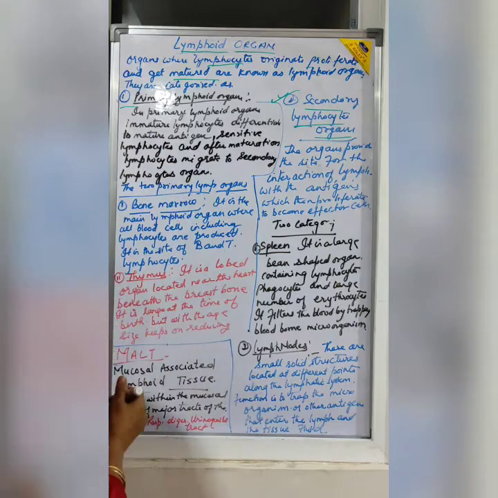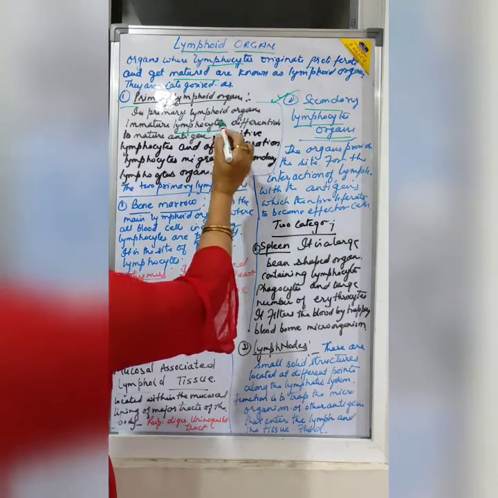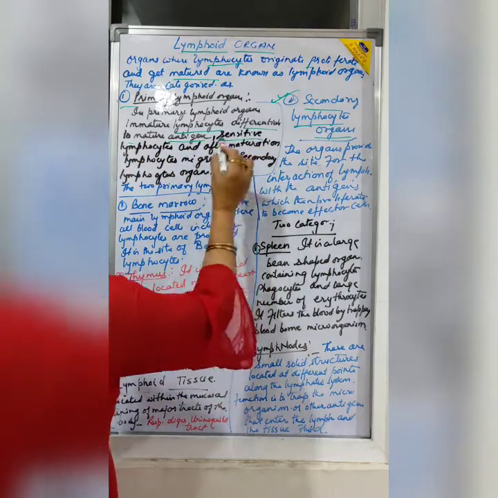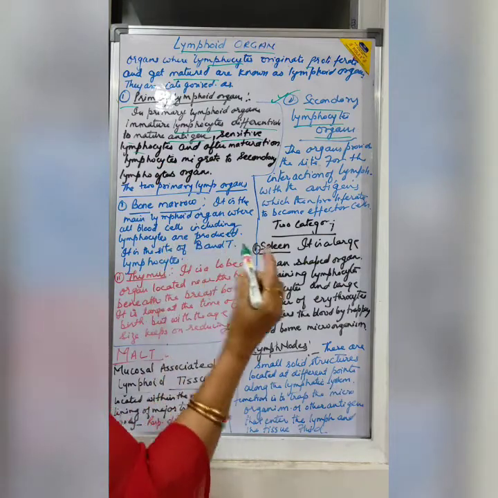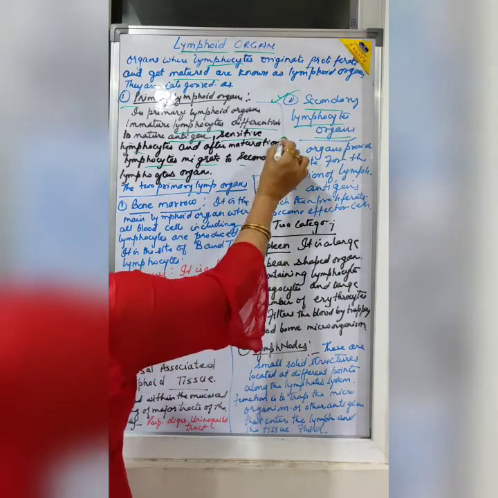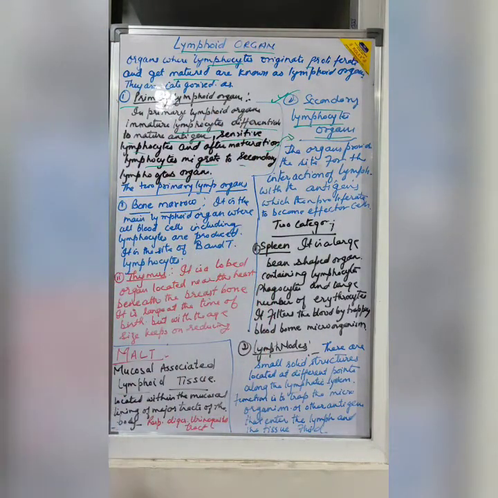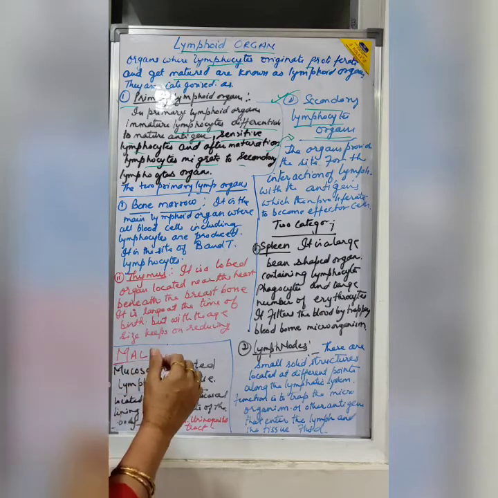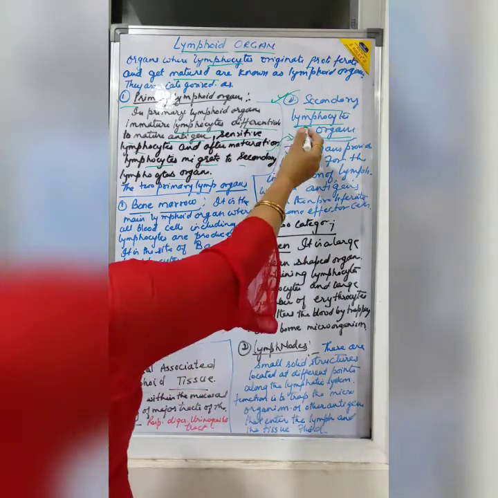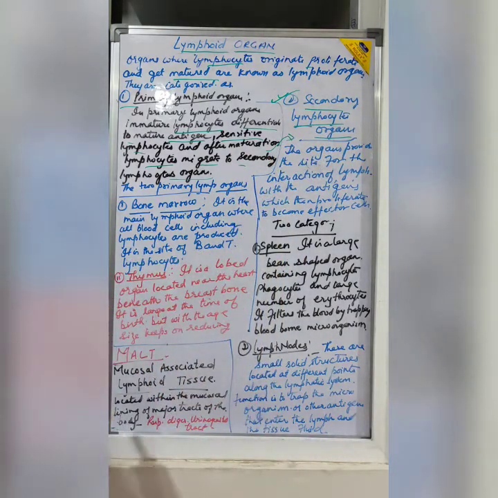In primary lymphoid organs, immature lymphocytes differentiate to mature antigen-sensitive lymphocytes, and after maturation, lymphocytes migrate to the secondary lymphoid organs. Now, primary lymphoid organs are two.